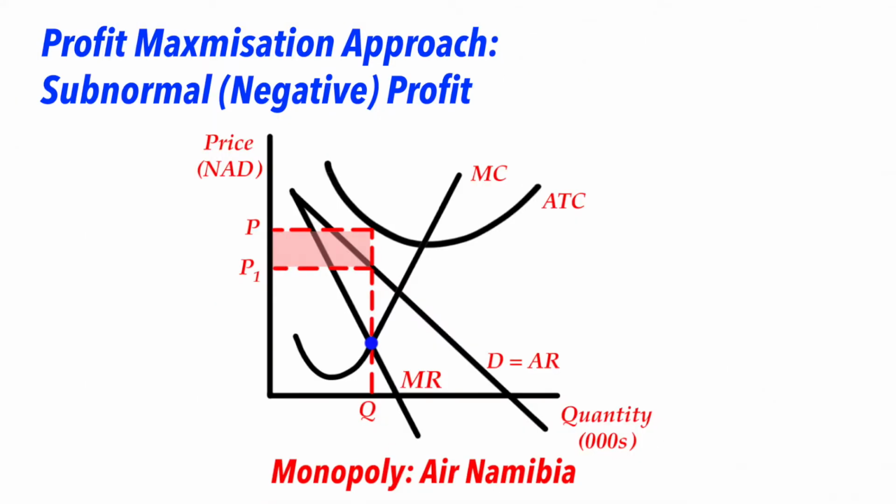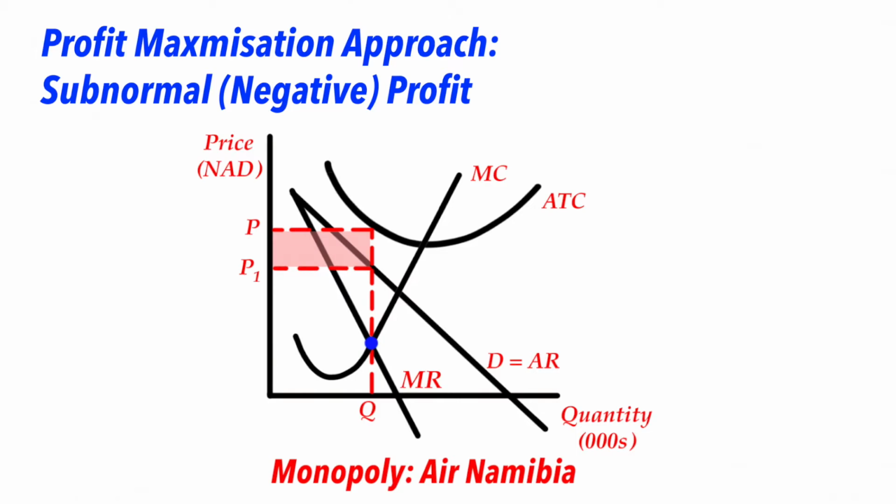Lastly, in terms of loss minimization, should Air Namibia be at a point in which its average total costs are greater than the price at which it is selling its plane tickets, the average total cost curve will be higher than the demand curve, which is equal to the average revenue. So this is the diagram for an economic loss or subnormal profit for a monopoly. Again, under the assumption that a monopolist operates at the profit maximizing point MC equals MR, it will operate at a price P1 and sell at the quantity of Q.